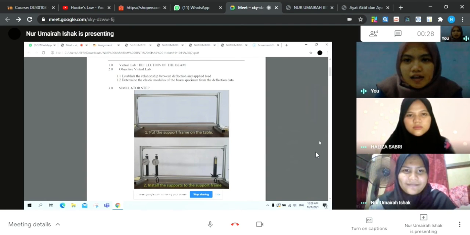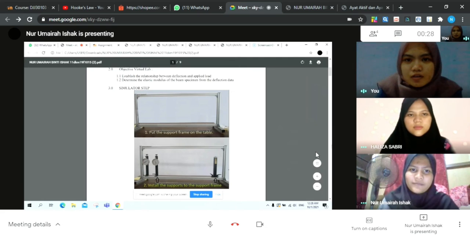The objective of this lab is to establish the relationship between deflection and applied load, and to determine the elastic modulus of the beam specimen from the deflection data.